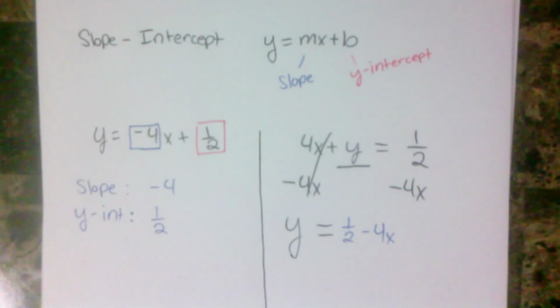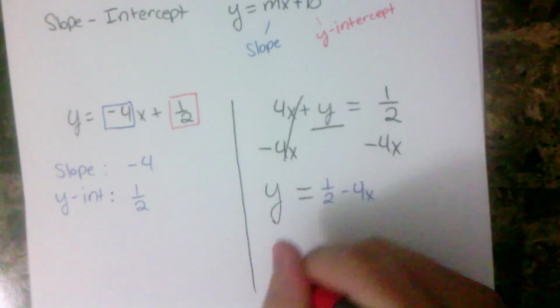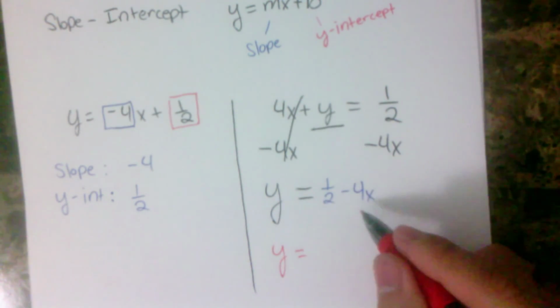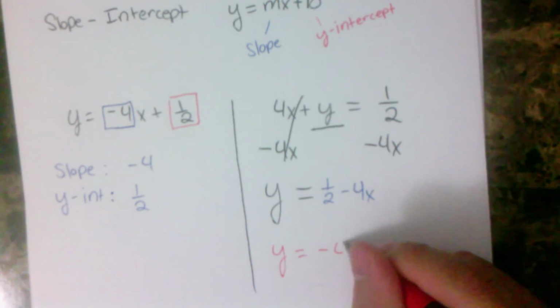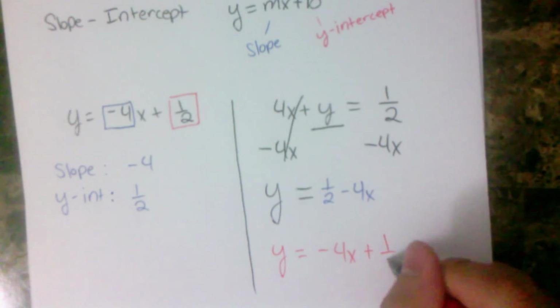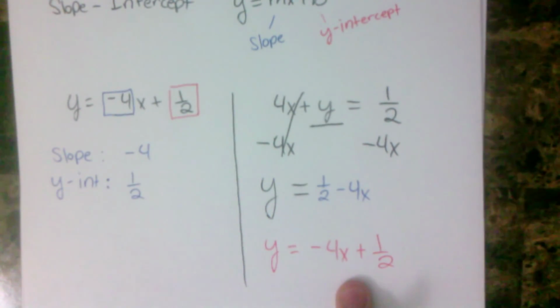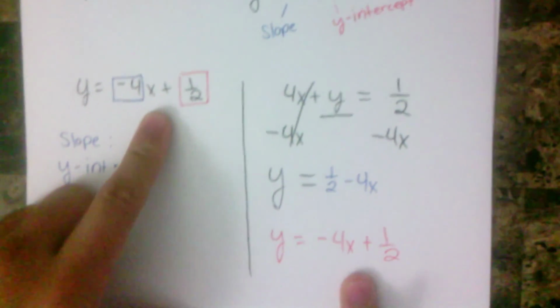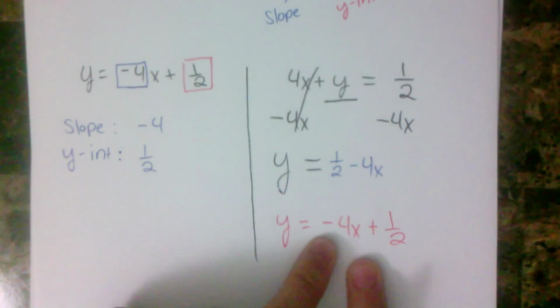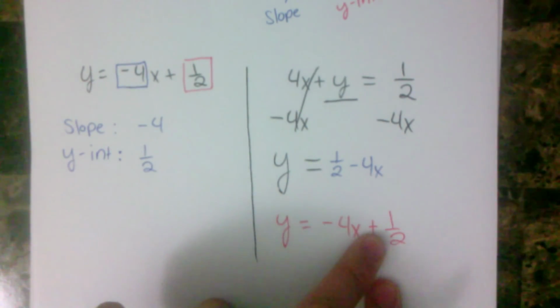So I would write it, we'll do this in red, I would write it like this. Y is equal to, instead of 1/2 minus 4x, I would write negative 4x and then plus 1/2. And you'll notice that this brings us right back to our original equation. So you know that your slope is still going to be negative 4, your y-intercept is still 1/2.